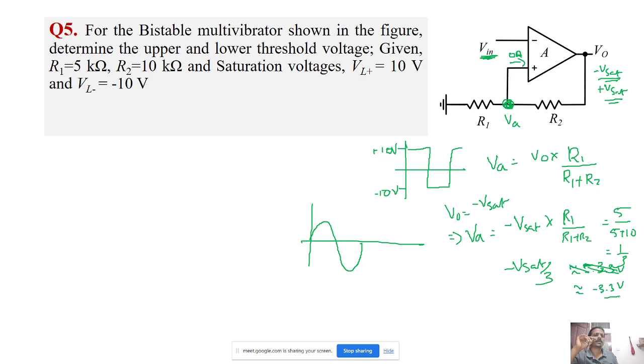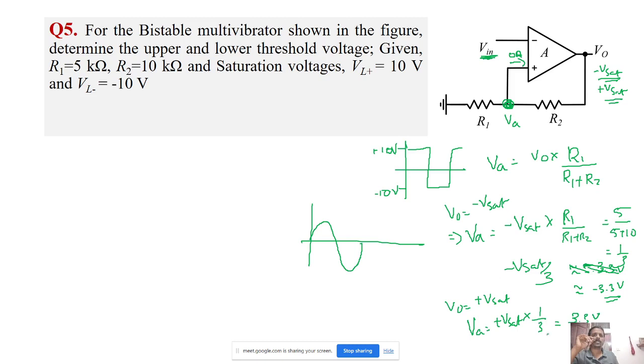Minus 3.3 volt. Okay, and when V0 equals plus Vsat, what will be the VA? VA will be equal to plus Vsat into, again, R1 by R1 plus R2, which is 1 by 3, right? So it will be equal to plus 3.3 volt.